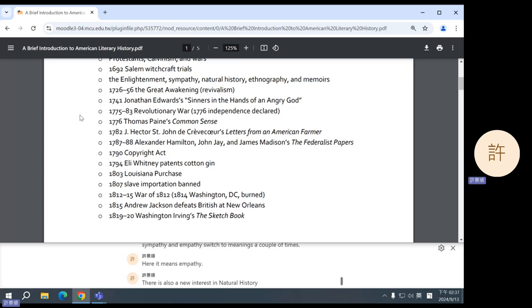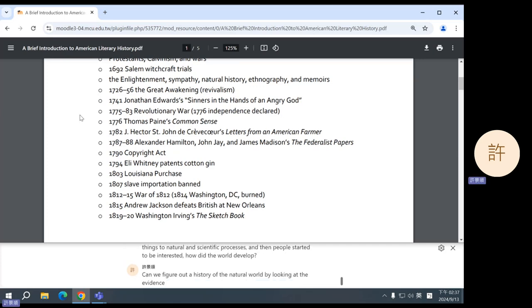There is also a new interest in natural history. After people started thinking about the world as developing thanks to natural and scientific processes, people started to be interested, how did the world develop? Can we figure out a history of the natural world by looking at the evidence? This was before Darwin, right? Darwin was in the mid-19th century, so they didn't yet know about evolution. But they did know that things changed over time.